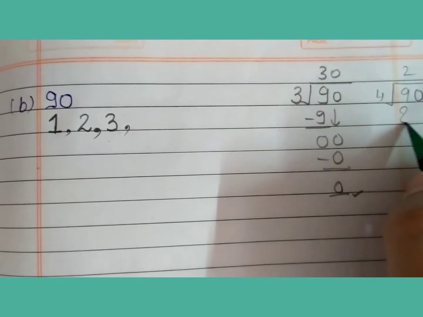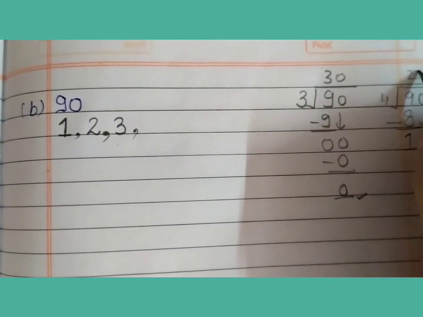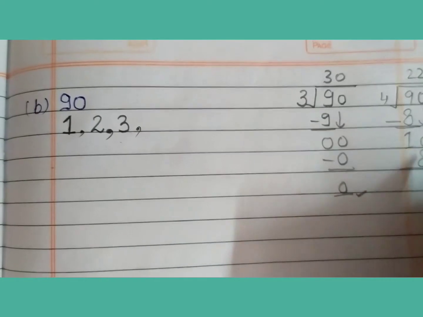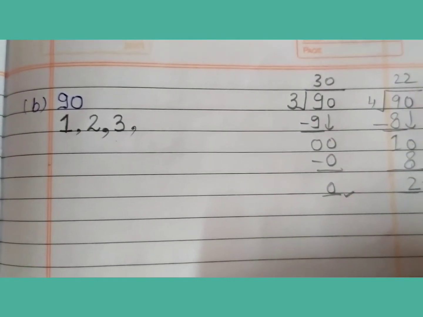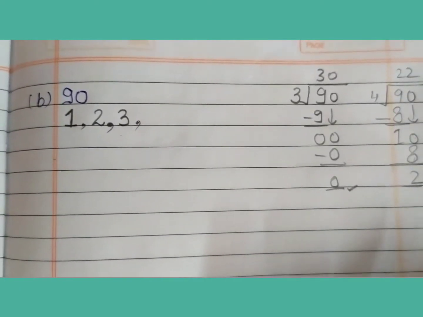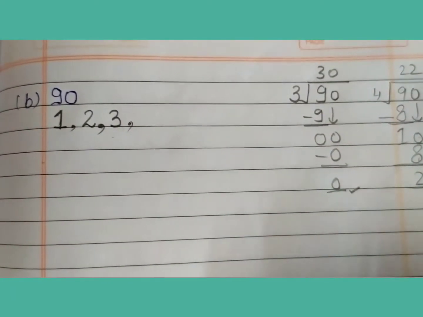Next is 4. 4 twos are 8. 9 minus 8 equal to 1. Write down 0. 4 twos are 8. 10 minus 8 equal to 2. The remainder is 2. So 90 is not divisible by 4. 4 is not a factor of 90.